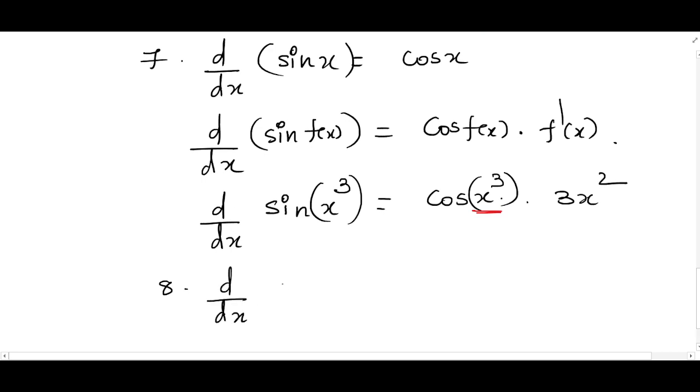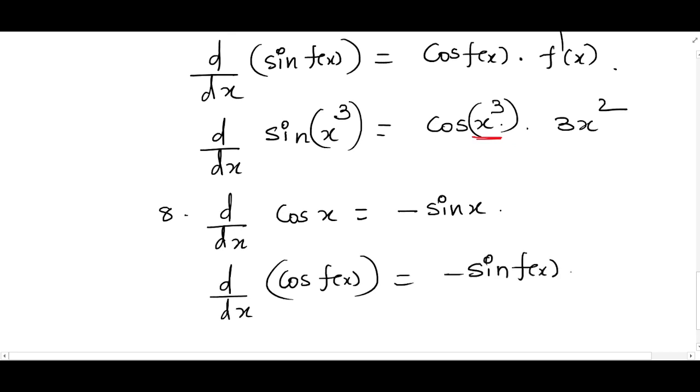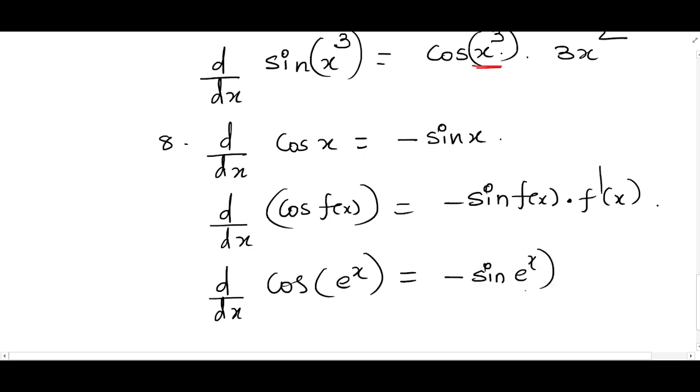Similarly, the derivative of cos x is minus sin x. So what we have to remember: the derivative of cos x is minus sin x, and in place of x, if I am taking cos f of x, the derivative becomes minus sin f of x into f dash of x. So d by dx of cos f of x, if I take f of x as e raised to x, the derivative of cos e to the power x is minus sin e to the power x, and again the derivative of e to the power x is e to the power x.